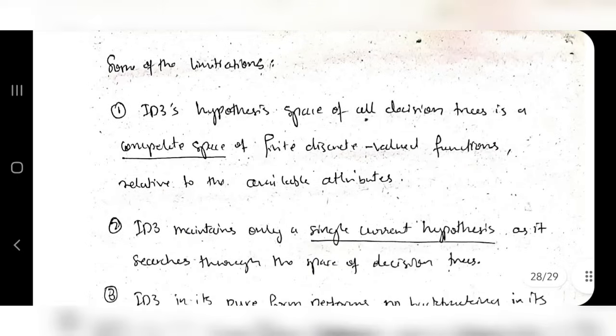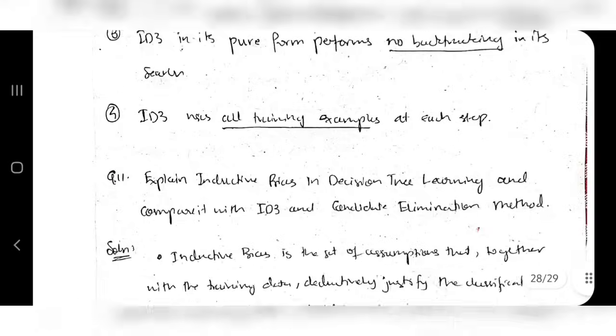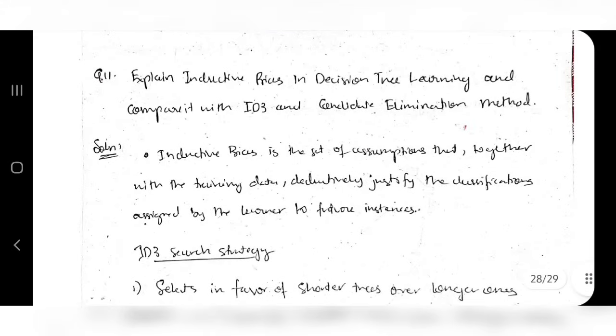Some of the limitations of ID3 are it's a complete space, it will check all the possible combinations, and it maintains only a single current hypothesis. There is no backtracking, and all the training examples are used at each step. The reason why I'm not explaining is because it's not important. It's just a normal question for your understanding, so you can go through it whenever you want.